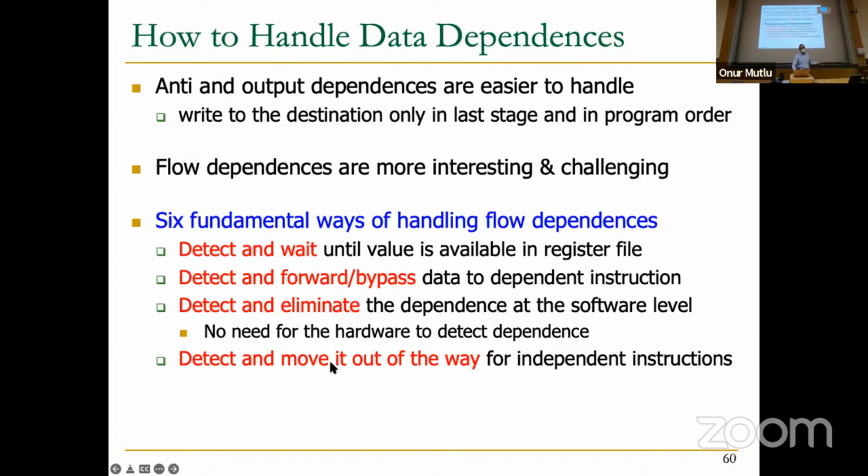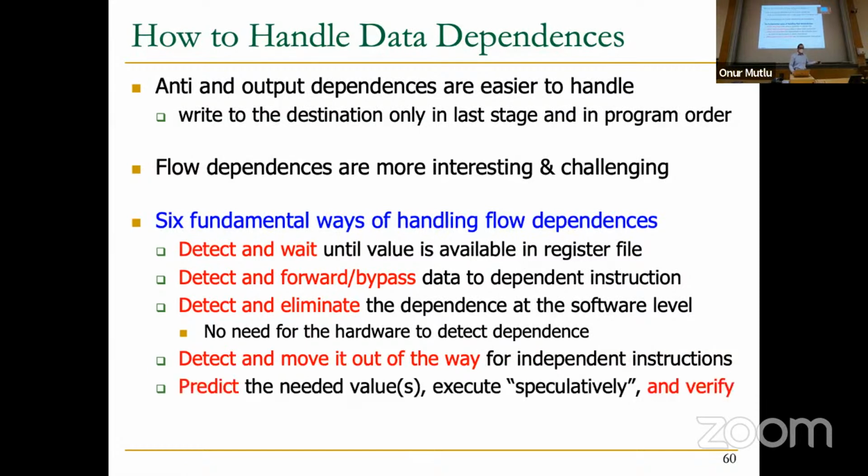And then we're going to talk about detecting the dependence and moving it out of the way for independent instructions. This is going to be out-of-order execution. We're going to very briefly talk about predicting the needed values, executing speculatively and verifying. This is going to be more and more complicated.